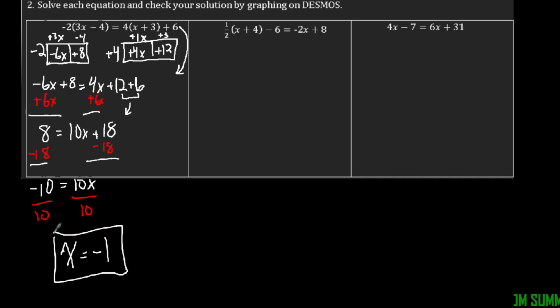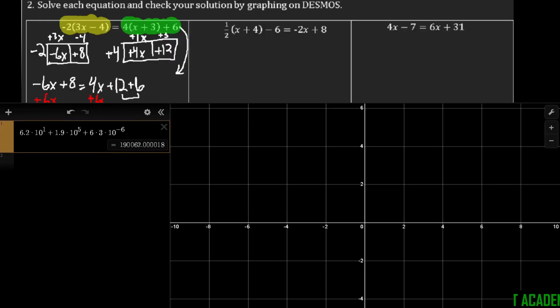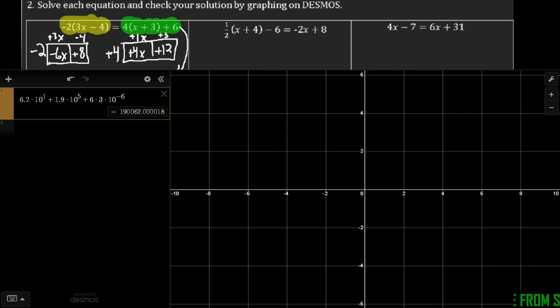And so to check, let's type these into Desmos. In Desmos, I'm going to type out my left side in one equation, and then type out my right side in another equation and see where they intersect. So let's do exactly that. I'm going to share screen again, and let me put it on here so that we can see it. We'll just have to remember that we said our answer was negative 1.